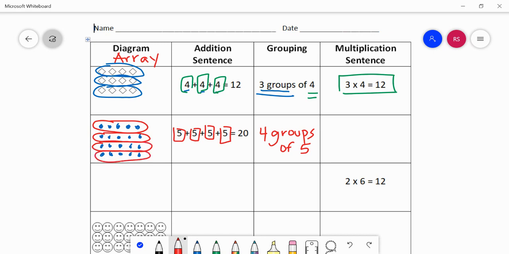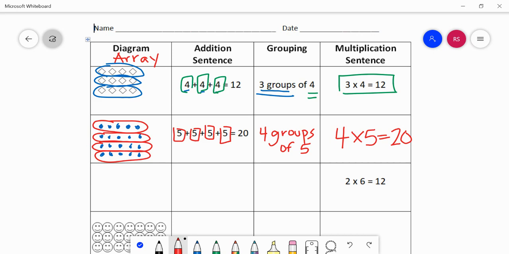This is 1, 2, 3, 4. How many are inside of each group? 1, 2, 3, 4, 5. So there's 5 inside of each group. So what would be my multiplication sentence then? 4 groups of 5. I have 4 groups times 5 in each group gives me a total of 20 inside of my array. 20 would be my product.